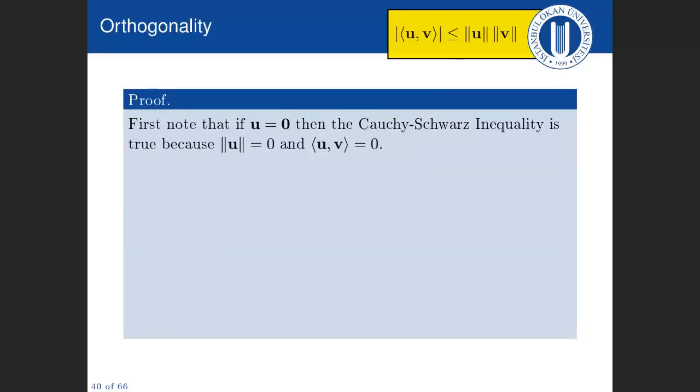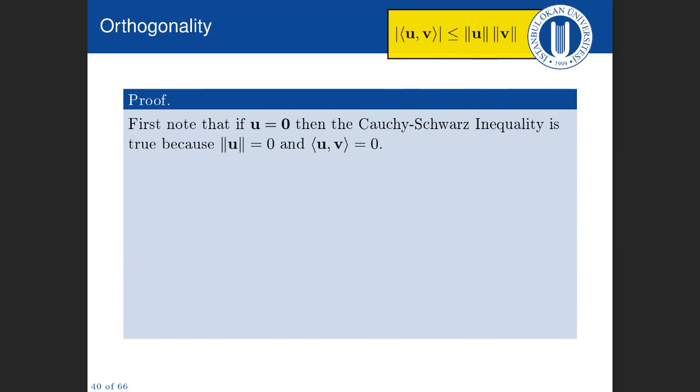What do I want to prove? I want to prove the formula that's in the yellow box. I want to prove that the absolute value of the inner product of U and V is less than or equal to the norm of U times the norm of V for any two vectors in an inner product space. And I'm going to do this in steps.